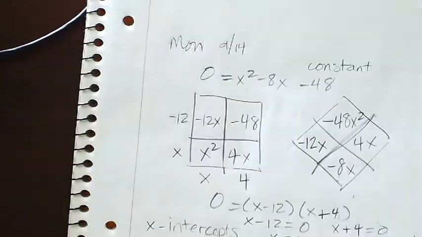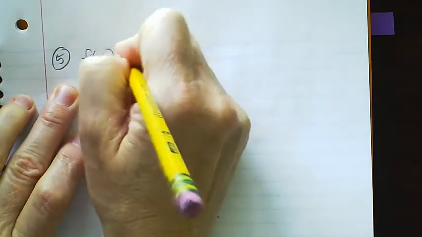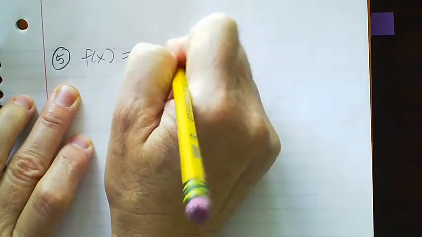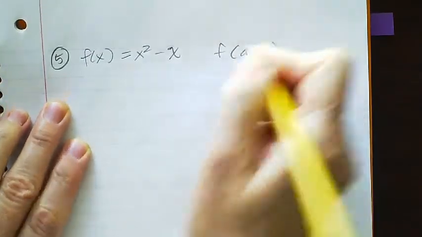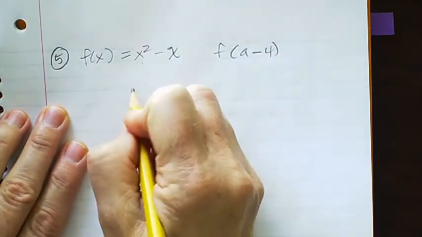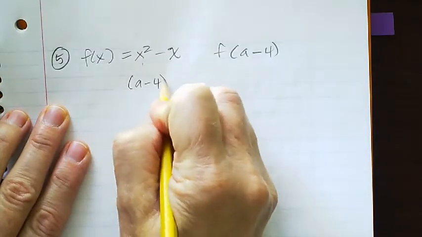Okay, number 5. A lot of people missed 5. Let me write it right here. Okay, we've got f of x equals x squared minus x. And we're figuring out f of a minus 4. So we're going to substitute a minus 4 in the place of x.